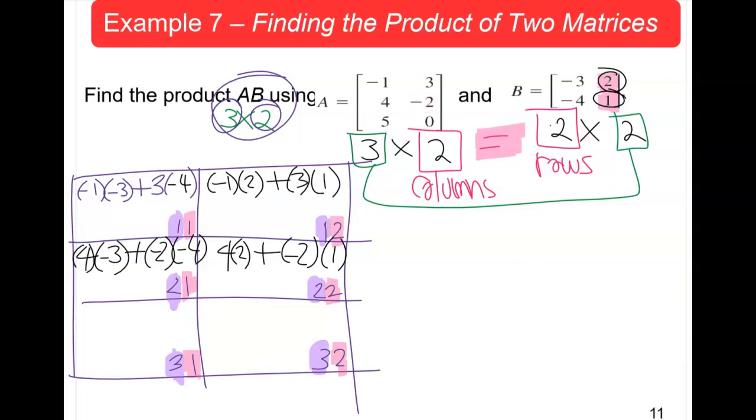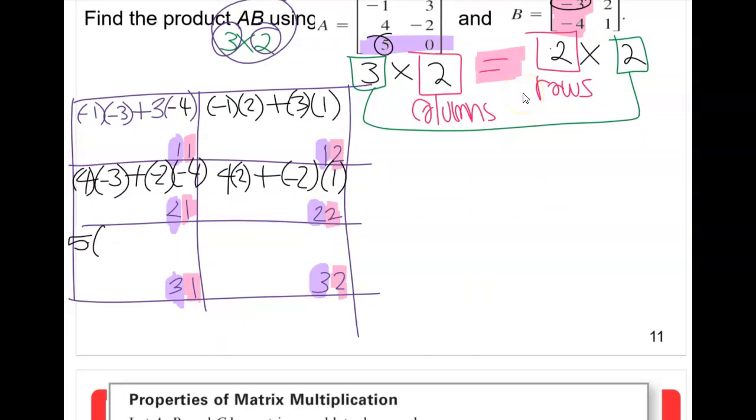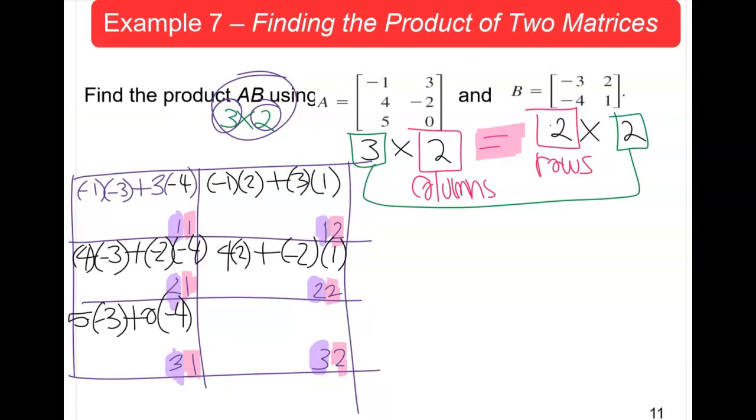Okay, we move on now to the third row of matrix A, and we start with the first column of matrix B. So this will be 5 times -3 plus 0 times -4. Then we move on to third row, second column. So we're going to have 5 times 2 plus 0 times 1. And now we're going to carry out the products and the additions.